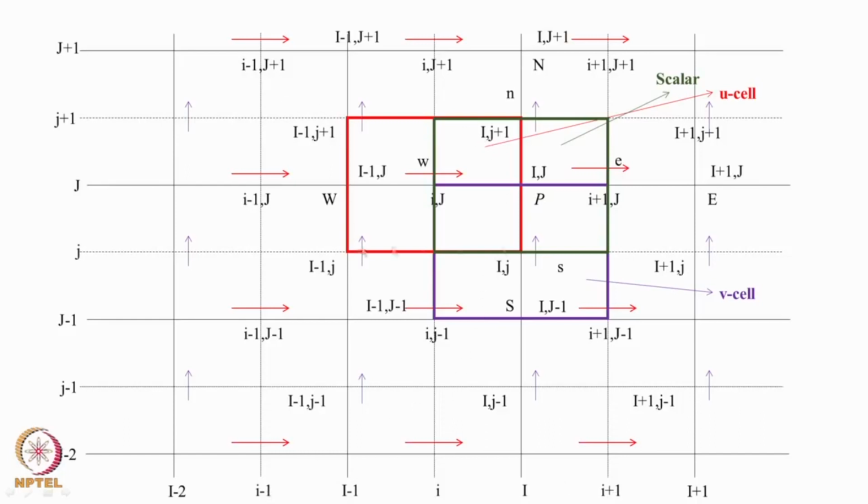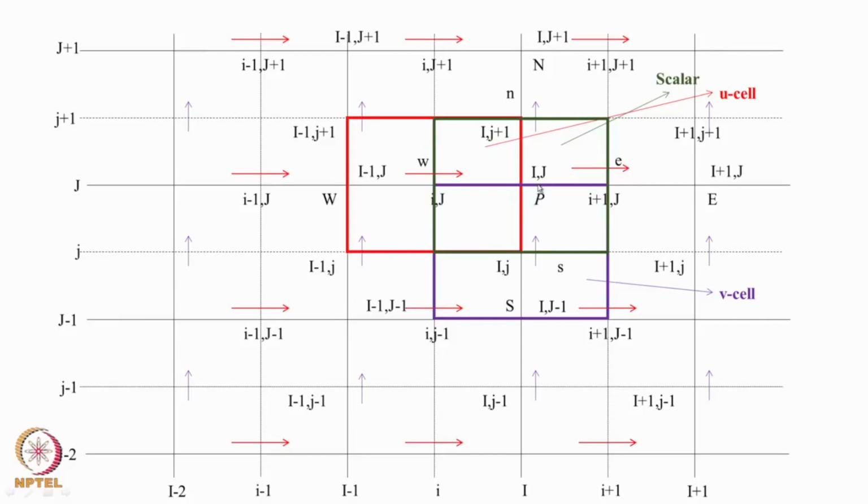The u velocity sits between two vertical lines as shown here. Now, if you go in the j direction, capital J is used, and the next thick horizontal line is marked as J plus 1. Similarly, the adjacent thick horizontal line is marked here as J minus 1, and small case letters, for example here small j, are used for the dashed horizontal line. Similarly, for j plus 1 and j minus 1.